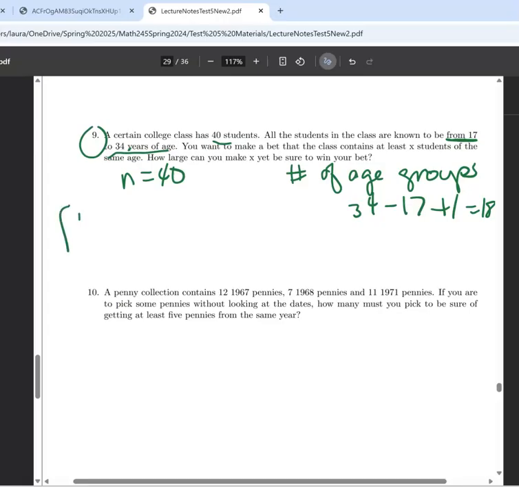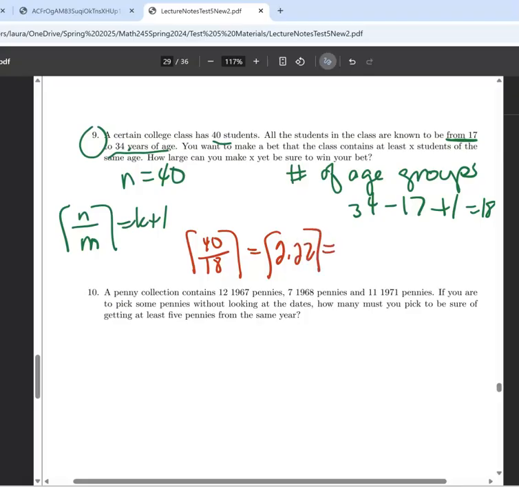So using this, n divided by m, the ceiling of that, right, which is k plus 1. So let's translate that. So I'd have 40 divided by 18. Just so you know, that gives us 2.22. So the ceiling of that would be 3. And the ceiling is k plus 1. So that means k is equal to 2.